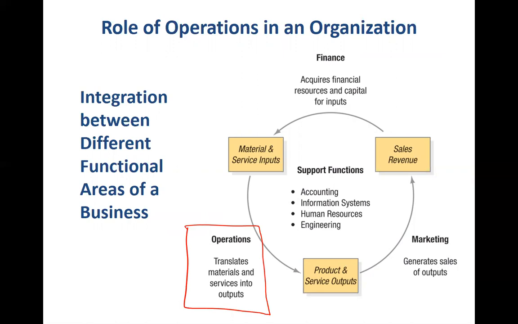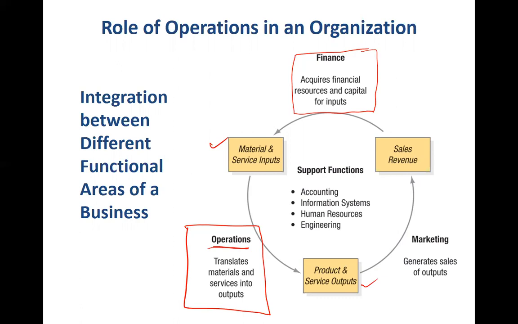So if we view it from an organizational perspective, you would have finance, which will acquire the financial resources and capital for inputs. So you need some money to buy the inputs that then get transformed into outputs. With that finance, you then get the materials and service inputs. Once the material and service inputs are obtained, then operations is responsible for translating those materials and services into outputs, and we produce either tangible goods or intangible services.